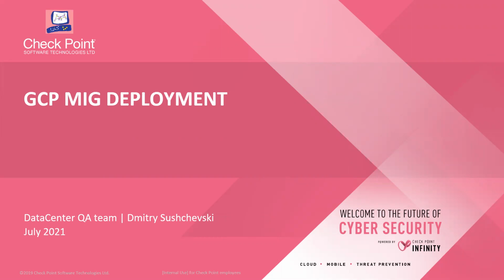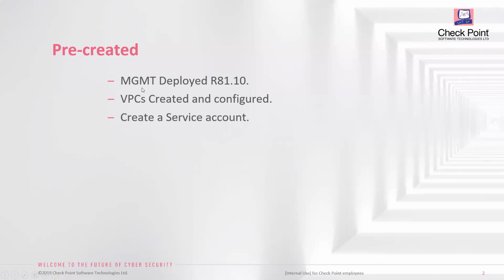This video will show you how to create the GCP MIG scale set solution deployment. For this specific video, I have already created some part of the configurations. We have the management server deployed in the version R81.10. We have two VPCs created and configured, and we have created the service account so we can have the connection later. Let's have a look.